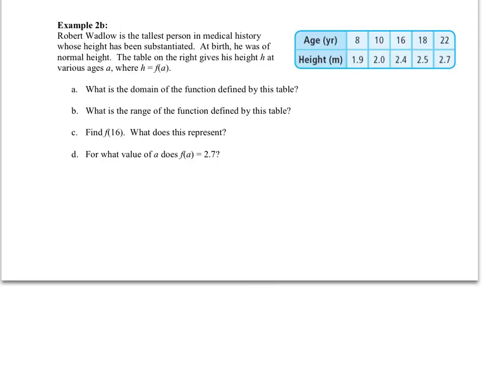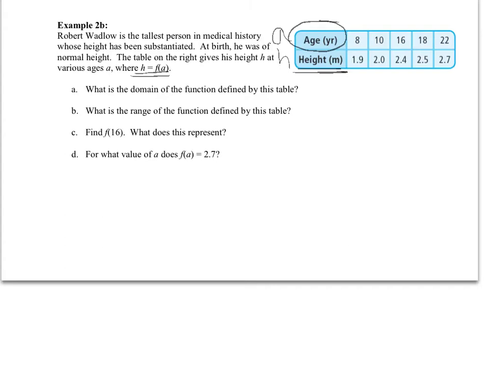Example 2b. Robert Wadlow is the tallest person in medical history whose height has been substantiated. At birth, he was of normal height. The table on the right gives his height h at various ages a, where h equals f of a, and that's really important. So a is the independent, a is the controlling one, h is the dependent.